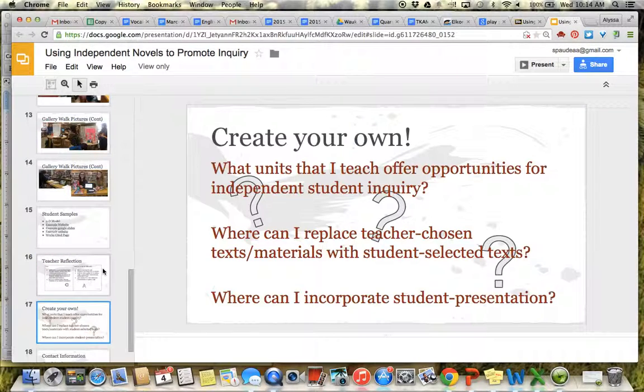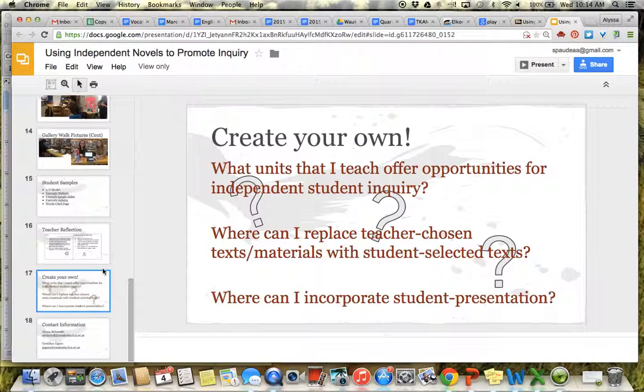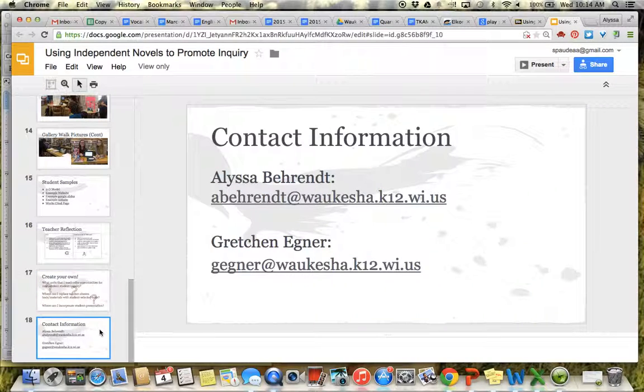So we're really hoping that teachers are going to take this into their own classroom, give students choice with the nonfiction piece, and share out their own and also provide that inquiry. So here's some questions that we created to get you kind of thinking of where you could start this in your own classroom. And if you have any questions, feel free to contact either myself or Gretchen Agner.